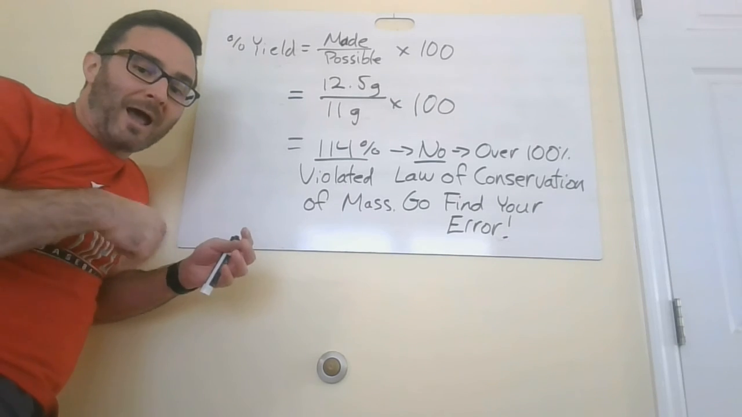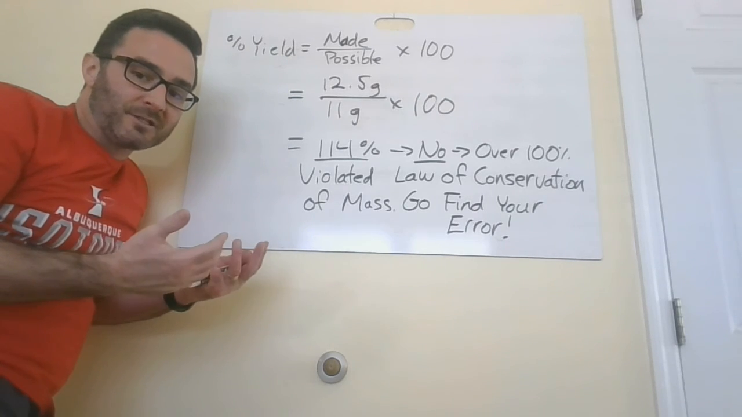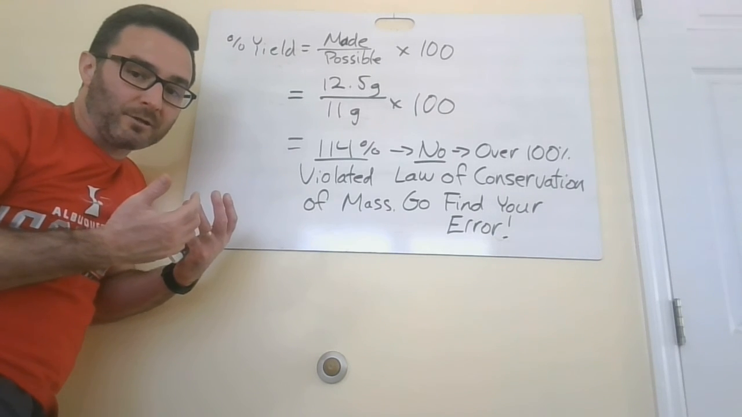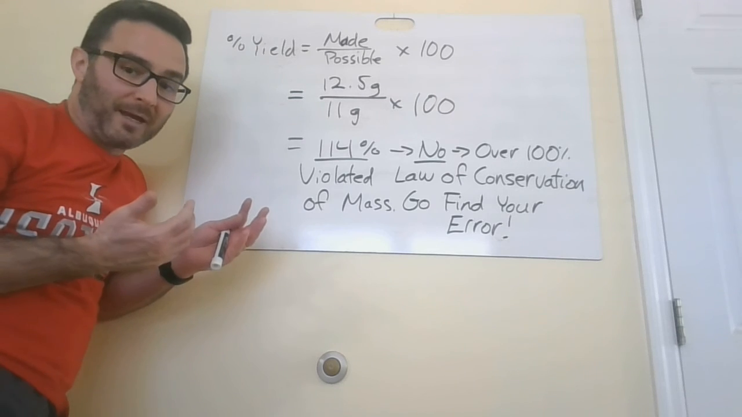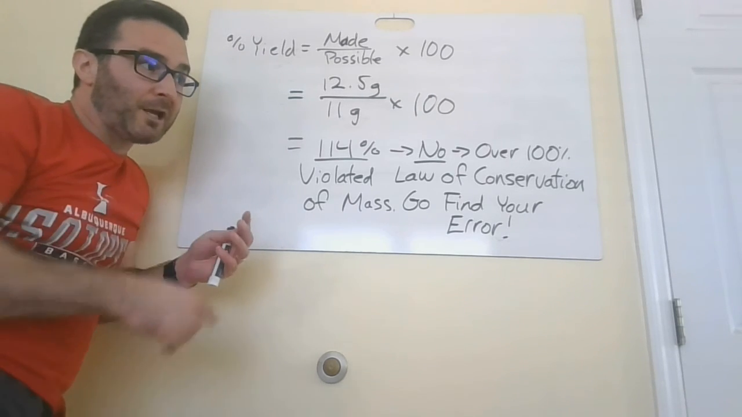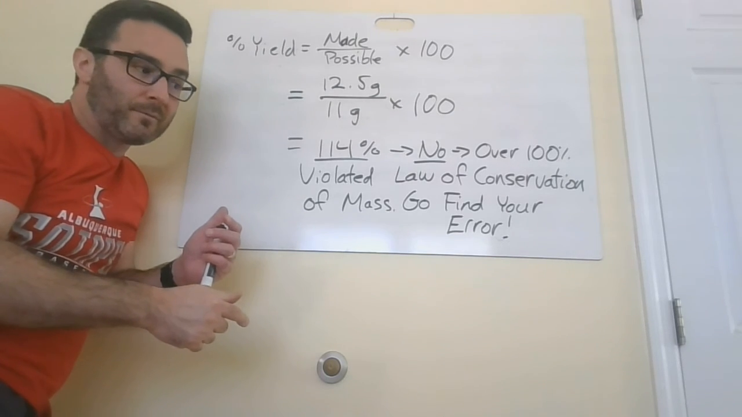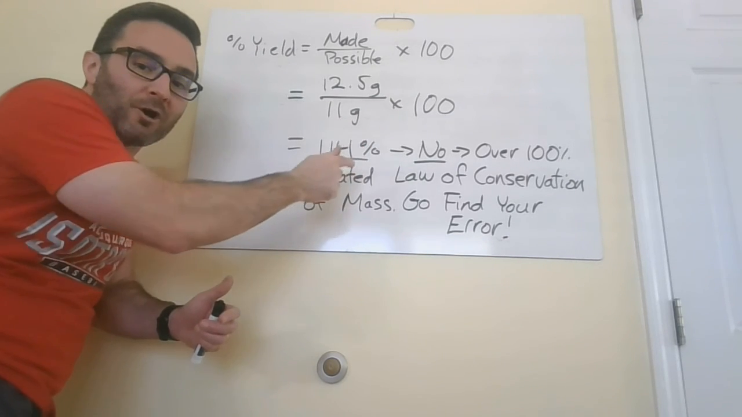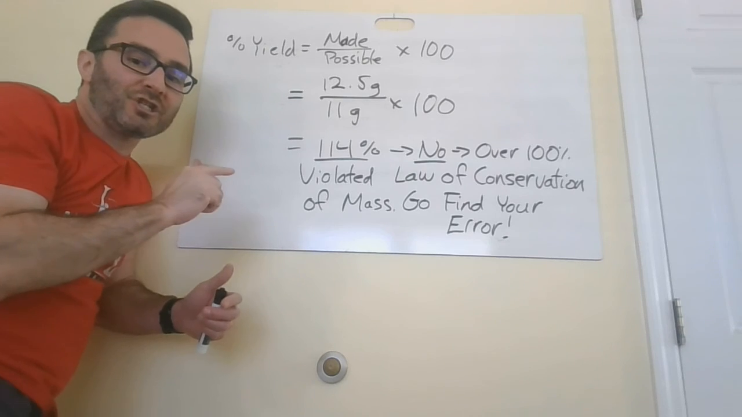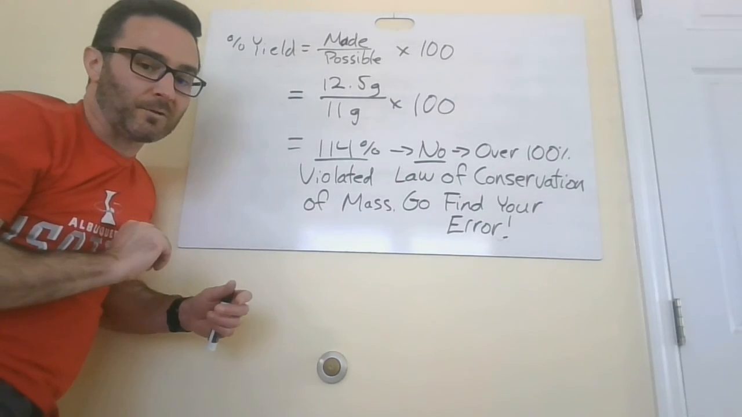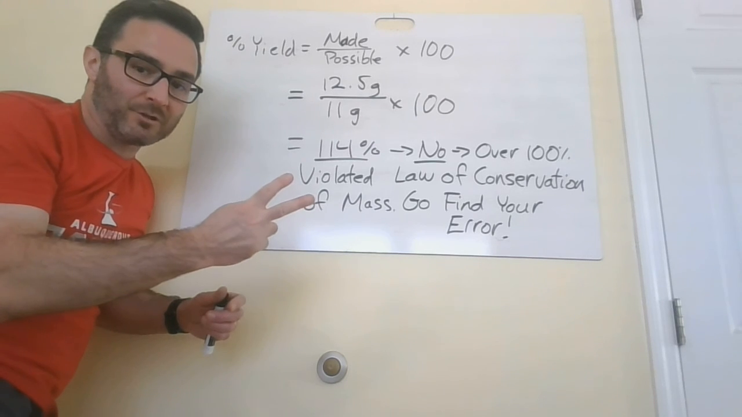So you need to go back as a scientist, as a critical thinker, and analyze what you did. Maybe you didn't make what you thought you made. So you've got to go back and really dissect what you did in your lab. This doesn't answer where your error is. It just tells you that there is an error. That's all. Okay? 2 problems we demonstrated for you.